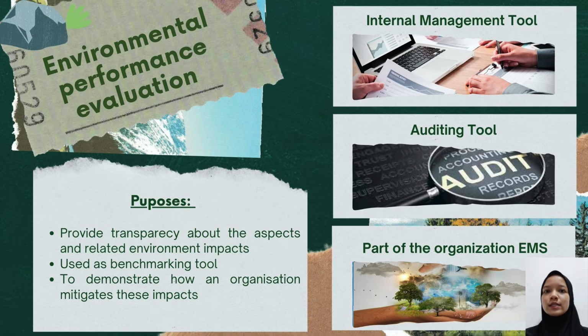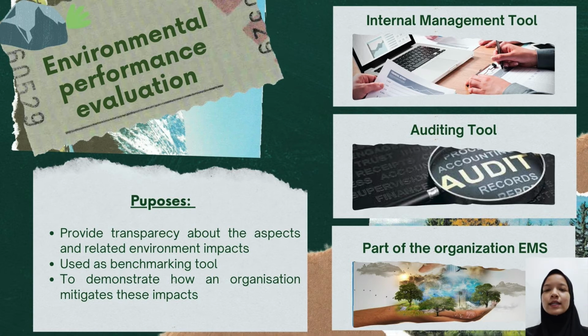So the aspects are the interaction of the company with the environment, whether it's through their end products or services. For example, the discharge of waste to water. And the related environmental impacts are the changes to the environment caused by these interactions, whether it is a good or bad change. For example, discharge of wastewater can cause water pollution. So it is a bad change.